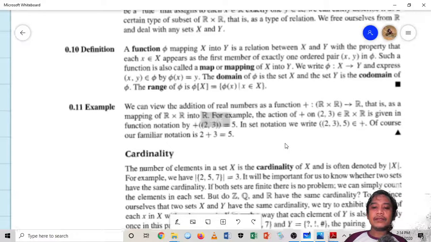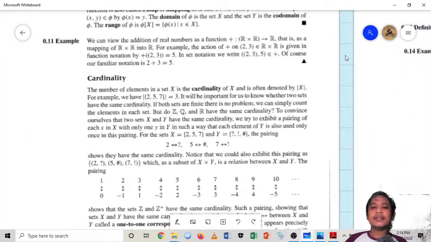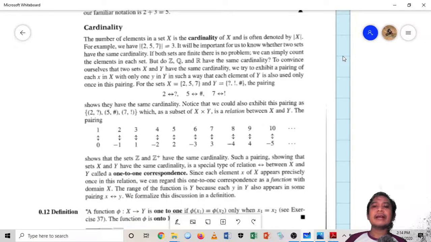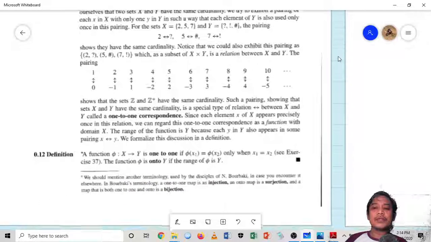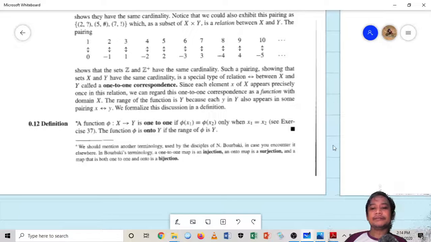Next, we have the notion of cardinality. Cardinality is just another term for saying the number of elements in the set. So if two sets have the same number of elements, they would have the same cardinality.